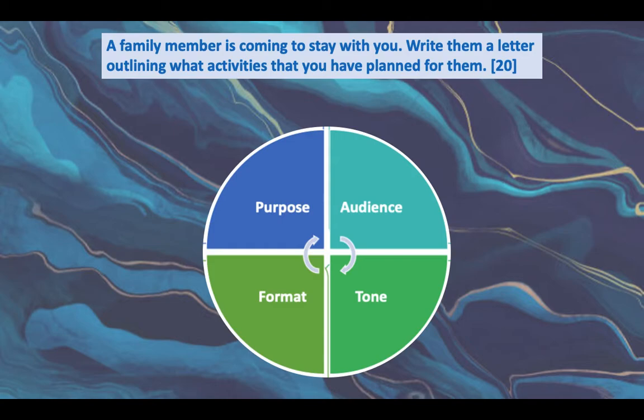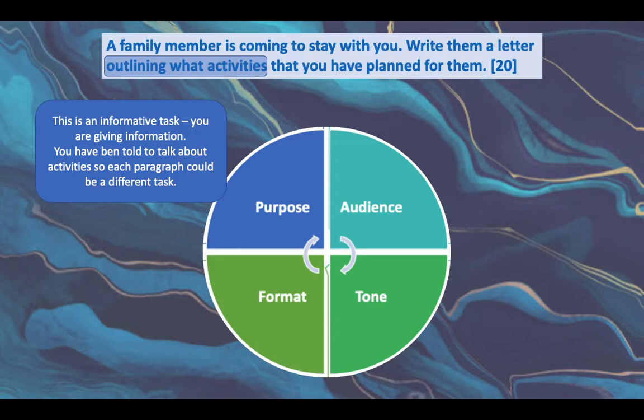Okay then, let's use PAFT before we begin and start looking at some examples. So thinking about purpose, audience, format and tone. We should always think about these four things before we start any written task in your exam. So the purpose then: it tells us that we are outlining activities, so it's an informative task. You are giving your reader information about what they're going to do. Because you're outlining what you're going to be doing, you could structure it so that each paragraph is about a different activity, but I will leave that up to you. You might want to divide your letter into days, so you could say on Monday we're going to do this, on Tuesday we're going to do this, and so on and so forth. That's a stylistic choice that you need to make.